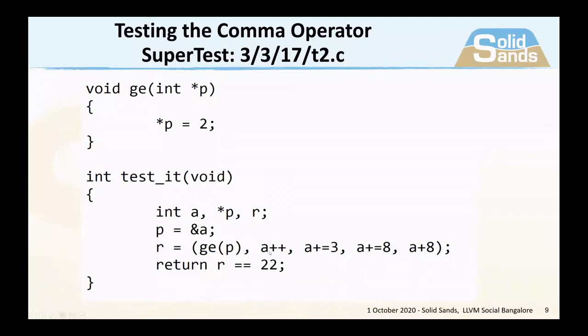Then in the next expression, we increment a, so a becomes 3. Then we add 3, so it becomes 6. Then we add 8, so it becomes 14. And in the end, we have an expression a plus 8, which will be evaluated and should evaluate to 22. And since in the semantics they stated the right-hand side should be assigned to the expression value in the end, here we validate whether indeed the value of r has been set to 22. Now, if that's the case, then the compiler correctly implements the semantics.